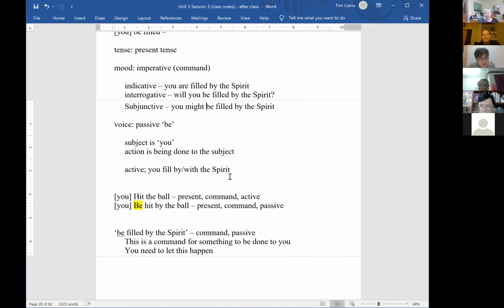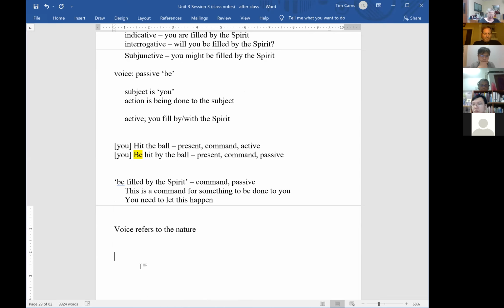Right. So when you say the voice is passive, you're still saying that the subject still needs to be active, right? Yeah. So don't think of it though. Think of voice as the nature of the verb in relation to the subject. All that voice means, voice refers to the nature of the verb in relation to the subject.